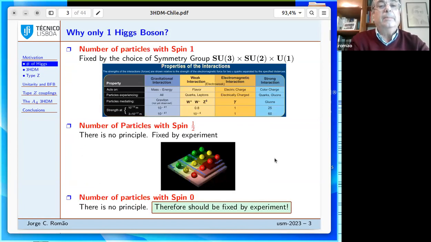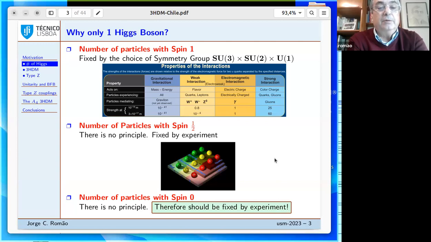Okay, then starting from the beginning, the first question is why only one Higgs boson? Well, we know that in gauge theories, once you fix the gauge group, you know how many particles you have of spin 1. As for the number of particles of spin 1/2, there is no principle. Then in principle it is fixed by experiment. Essentially, the number of generations was fixed by the lab. And of course, the LHC is trying to confirm that there is no possibility of a heavier generation, but now it seems unlikely. But it's an experimental question.